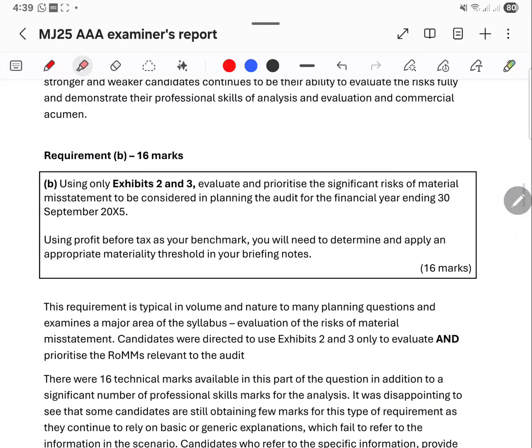Then, requirement B, 16 marks. Using exhibit 2 and 3 again, evaluate and prioritize the significant risk of material misstatement to be considered in planning the audit for financial year ending 30th September X5, using profit before tax as your benchmark.